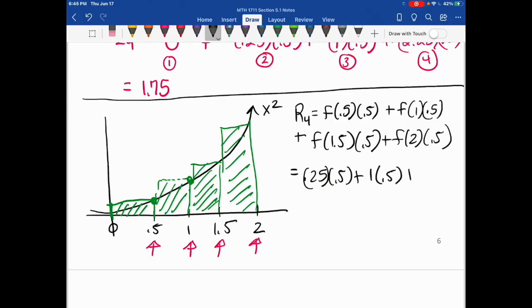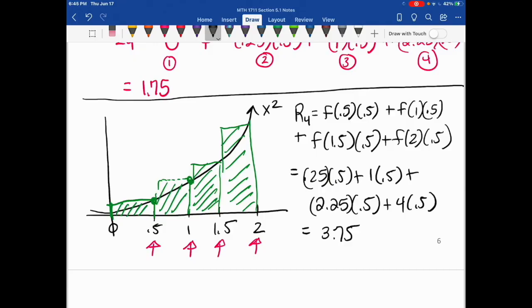So this is going to give me 0.25 times 0.5 plus 1 times 0.5 plus 2.25 times 0.5 plus 4 times 0.5, and we're going to get 3.75 when we add all that up.